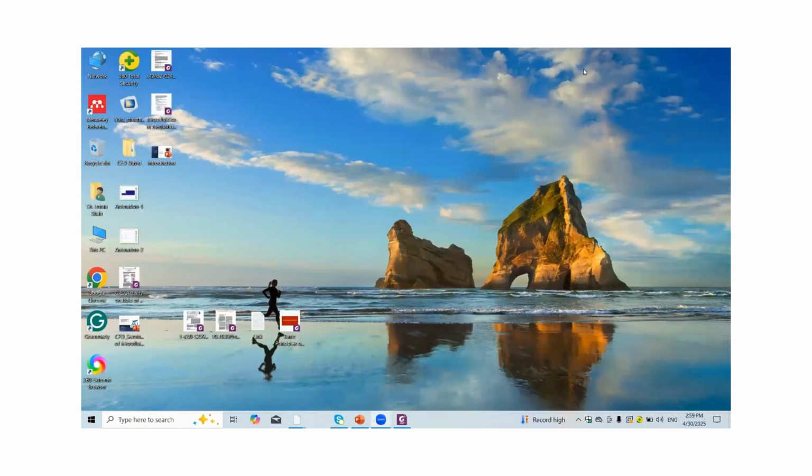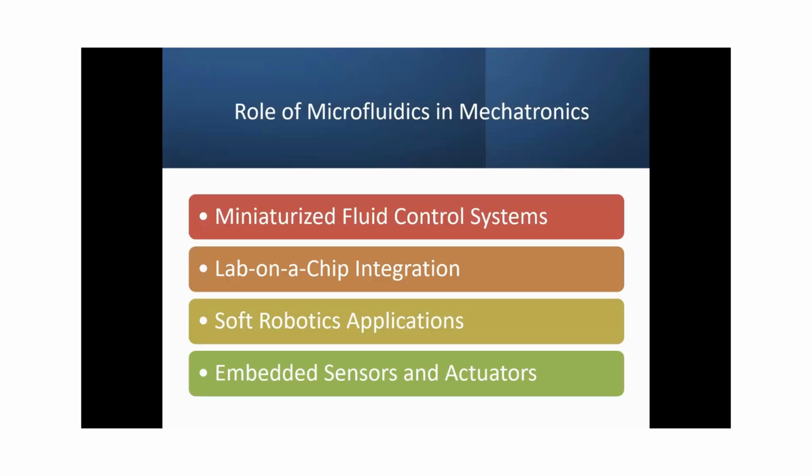Now coming back to our original slides again, microfluidics and mechatronics will lead to miniaturized fluid control systems, lab on chip integration, soft robotic applications, and embedded sensors and actuators. Mechatronics, fluid control system, miniaturized system, I already explained: when different sensors are integrated in the system, that is called a miniaturized one, and you can utilize the concept of microfluidics.